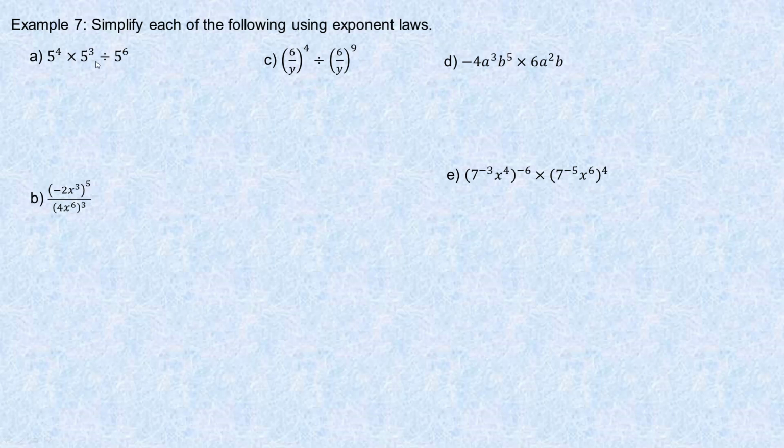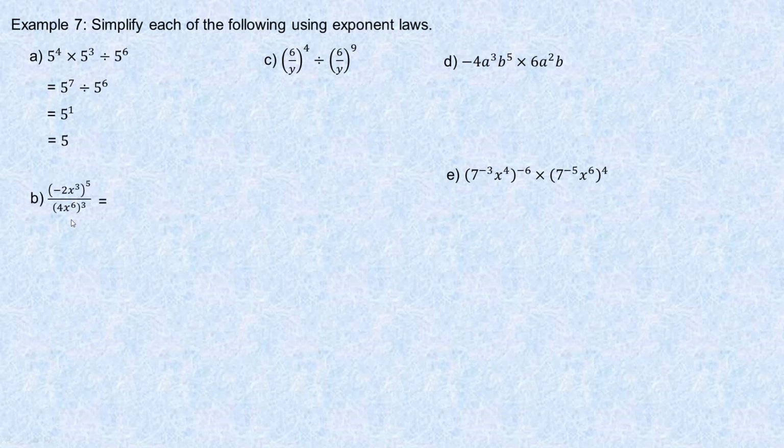So this one has some multiplying and dividing powers of the same base. So for example, we're multiplying, so 4 plus 3 is 7. So 5 to the exponent 7 divided by 5 to the exponent 6. Dividing, we subtract the exponents. So 7 minus 6 would be 1. So 5 to the exponent 1 is just 5. So that's the simplest way to write that as a final answer.